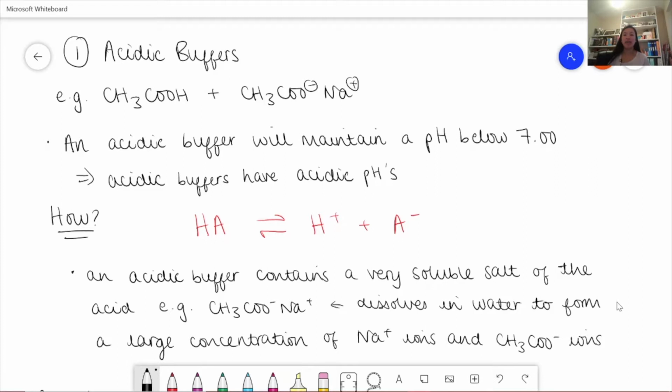So how do they maintain their pH? Well, consider this equation. So here we have the dissociation of an acid, HA, into its associated ions, H plus and A minus. An acidic buffer contains a very soluble salt of the acid, and this dissolves in water to form a large concentration of the H plus and the A minus ions.